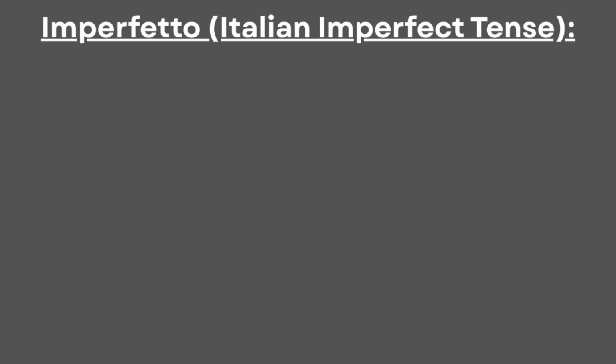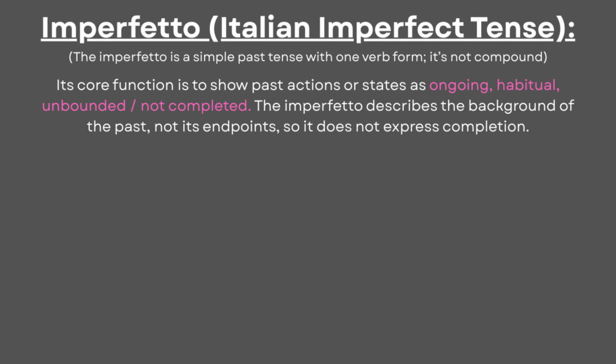The imperfect past tense in Italian is a simple past tense whose core function is to explain past actions as ongoing, habitual, continuous, and not completed. This tense shows the background of the past, and it does not express completion, known in Italian as the imperfetto.